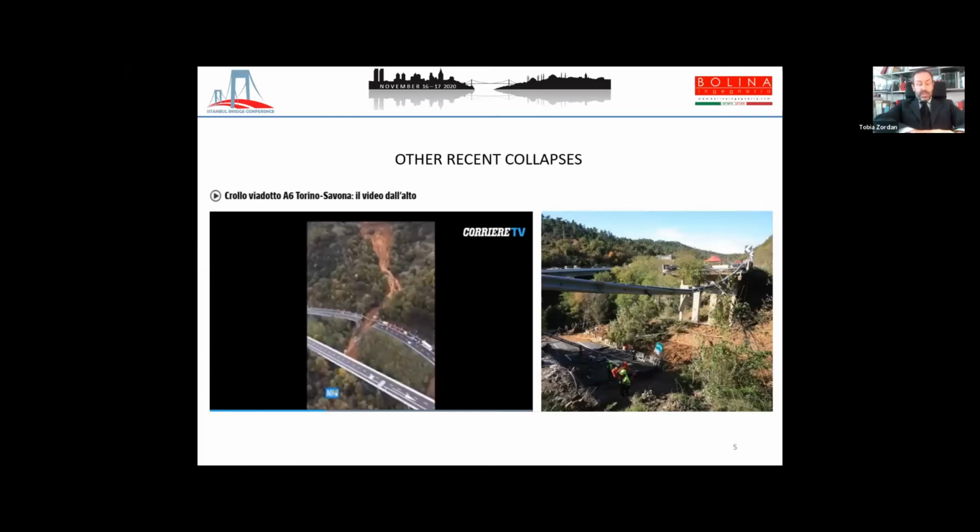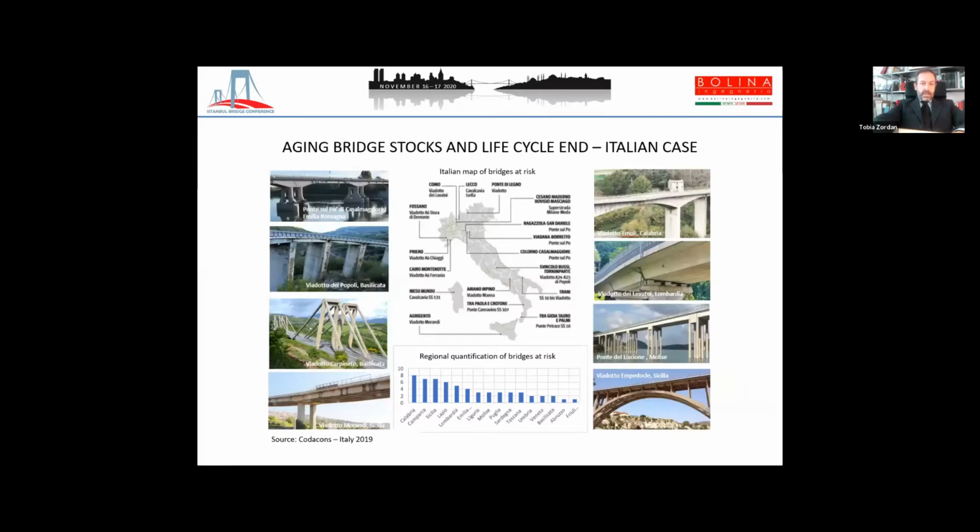Morandi Bridge, as I told you, was the peak of the iceberg, because before and after its collapse we experienced several other collapses for different reasons. Now, of course, there are a lot of statistics and presentations, and there is a wide awareness about the state of our infrastructures. We know now that almost all our territory is in danger, and we are dealing with a map of risk which shows a very spread risk all over the country.